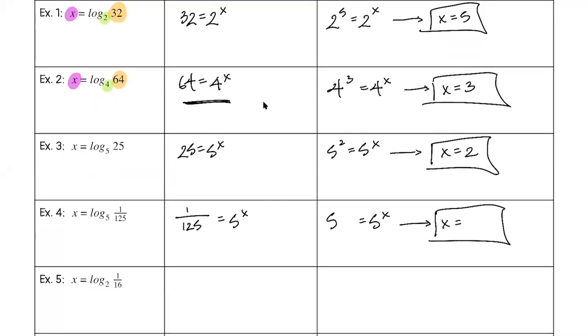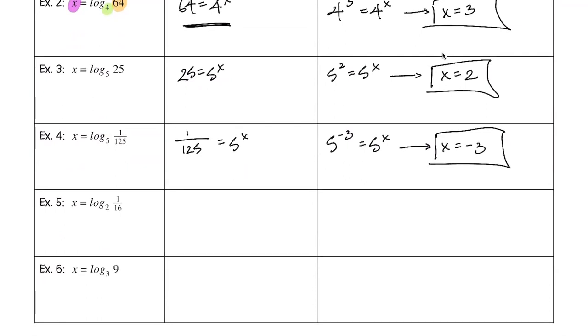Hopefully we all got x equals 2 for number 3. I think that one was very similar to example 1 and example 2. But somebody help me out here with example 4. I rewrote it in exponential form and got 1 over 125 equals 5 to the x. So 5 to what power is the same as 1 over 125? -3. Good. We want to make sure it's a -3 here. So that means our x is -3.